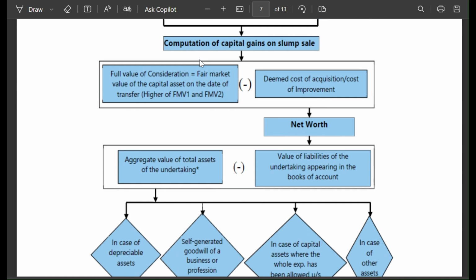So what is the sale value? Sale value is the fair market value of that unit on the date of the sale, or the actual sale value at which you are selling to another person, whichever is higher. And what is the cost of acquisition? Cost of acquisition is the total assets minus total outside liabilities. Assets we take only after deducting the depreciation, and liabilities are taken at book value, that is what we owe to outsiders.